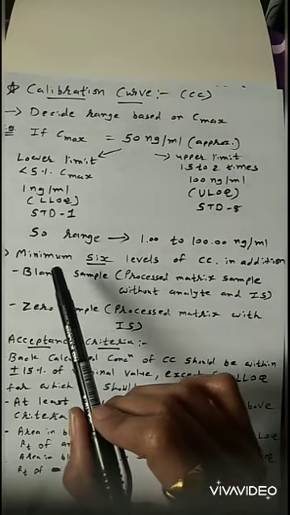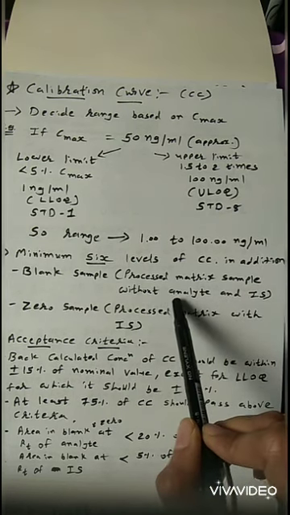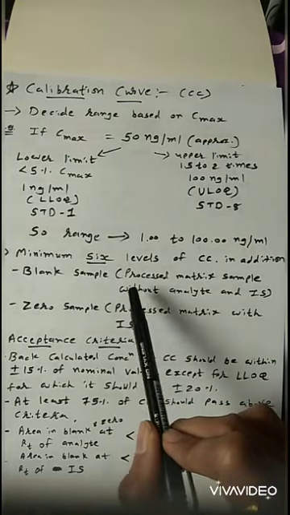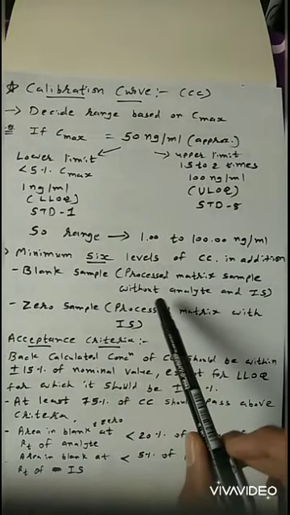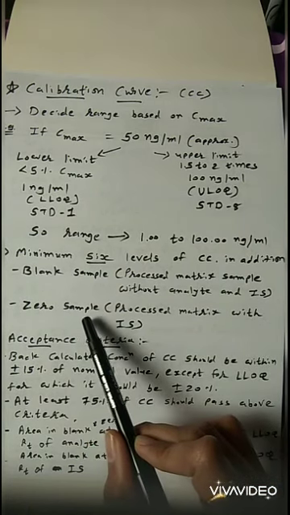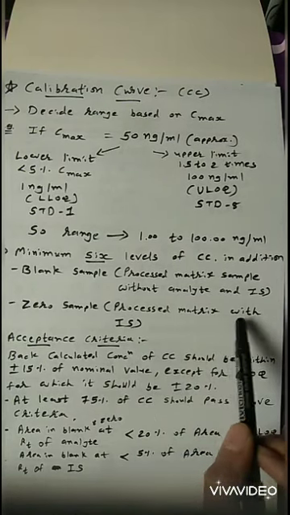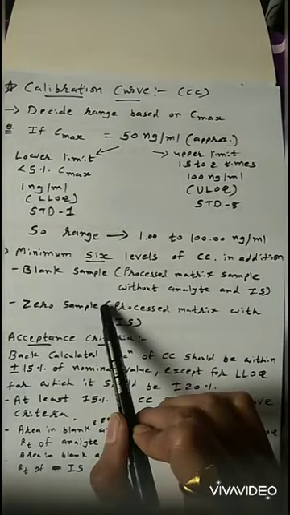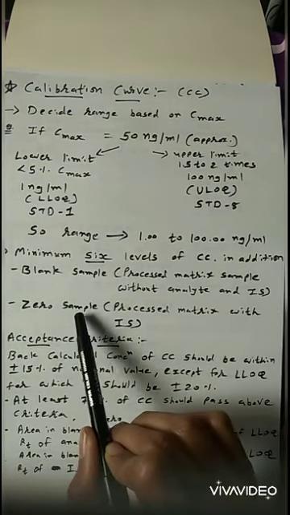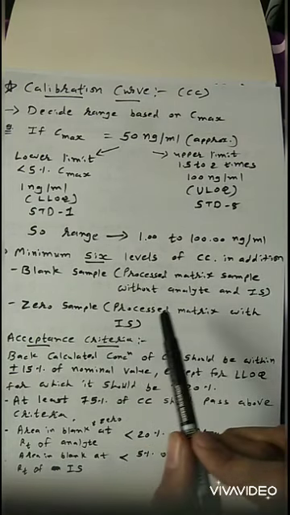So now, what is the blank sample? A blank sample is a processed matrix sample without analyte and without IS. IS means internal standard. So the blank sample does not have analyte or internal standard. And what is the zero sample? The zero sample is a processed matrix sample with IS, that means with internal standard. So the difference between the blank and zero sample is that the blank sample does not have analyte and internal standard, while the zero sample has only internal standard. This is the main difference between the blank sample and zero sample.